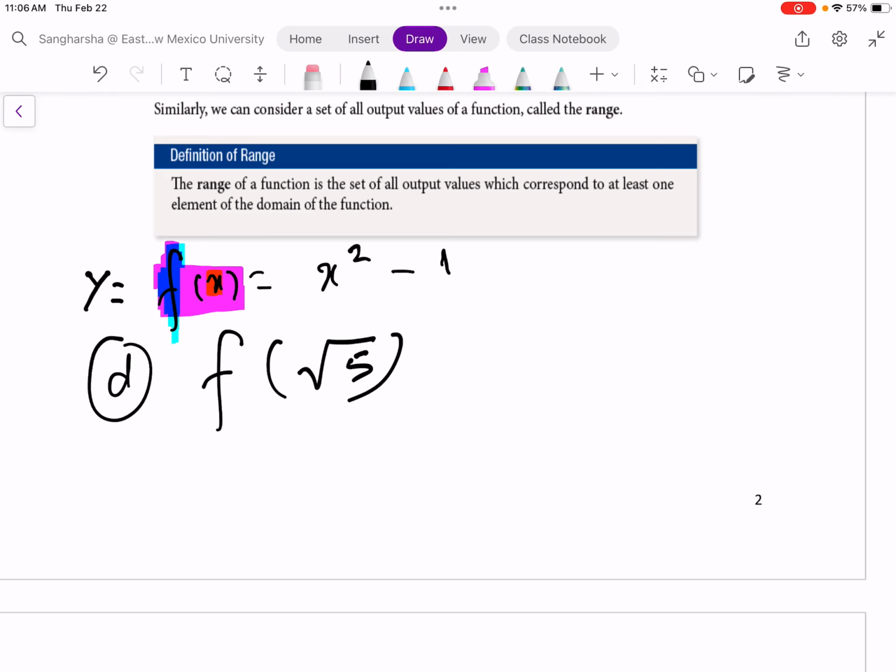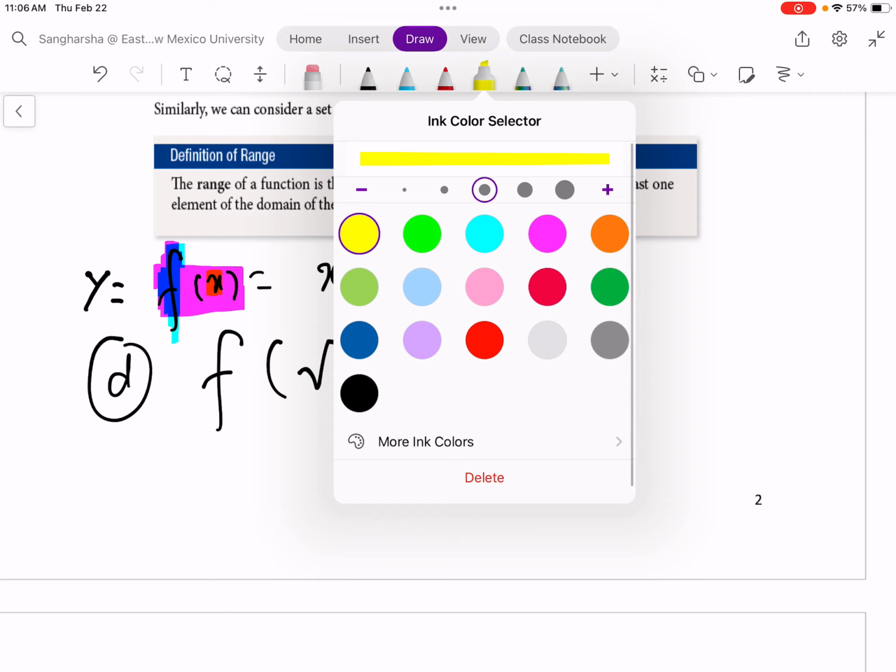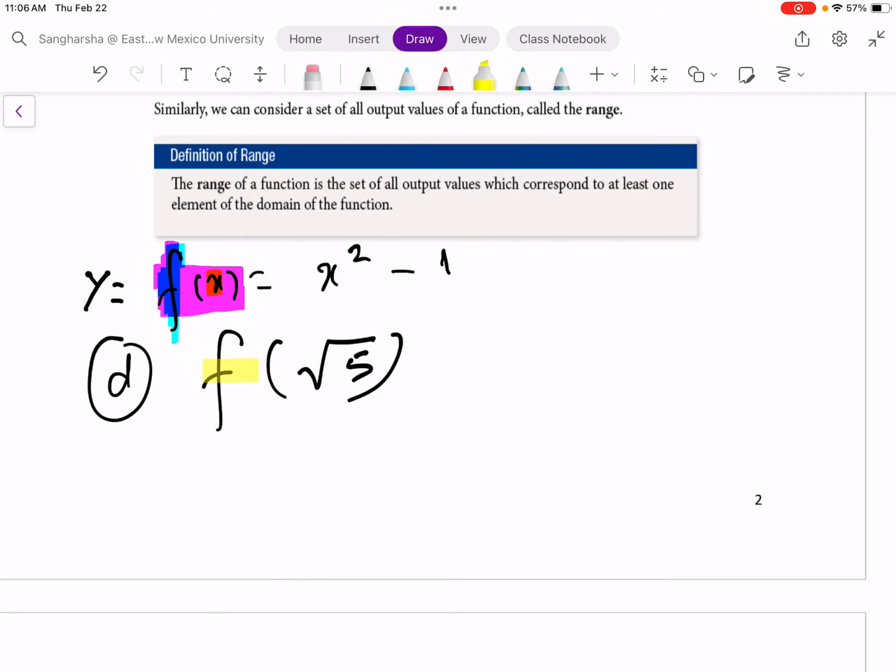So here our function is f of x equals x squared minus 1, and we need to find f of square root of 5. Now in this expression, what is square root of 5? Is it the output or the input? It is the input. If you compare f of square root of 5 with f of x, for f we have f, for x we have square root of 5.